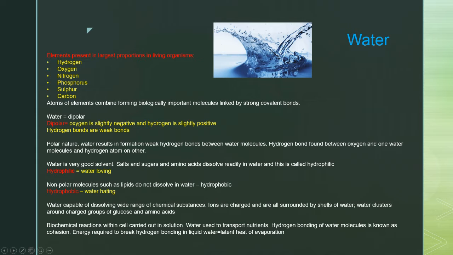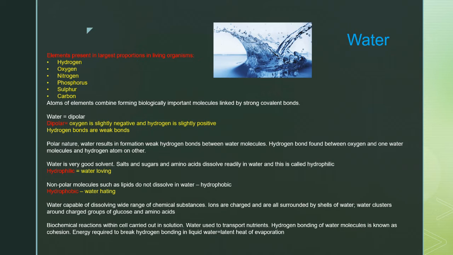So we're going to start off with water. As you can see, the elements present in the largest proportions in living organisms are hydrogen, oxygen, nitrogen, phosphorus, sulfur and carbon. The highlighted bits are the really key parts that the CCEA spec will test you on, mostly in terms of knowledge, but you do need to be careful with the questions they ask you. That's something that I had a lot of bother with.